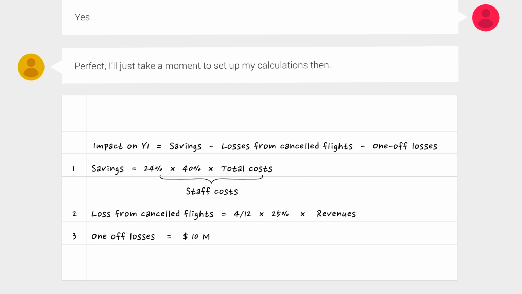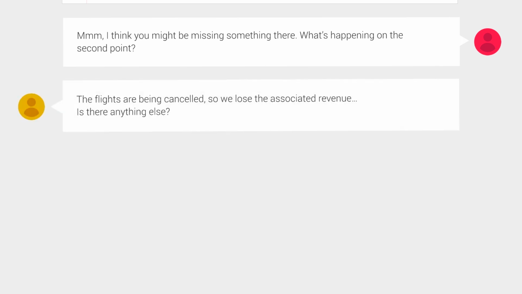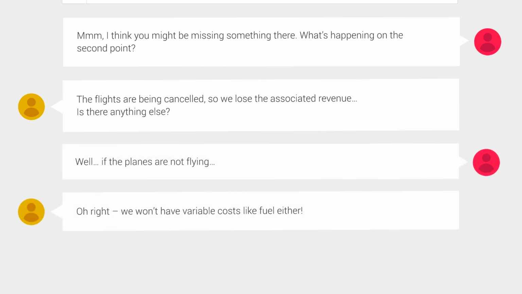However, the interviewer points out there might be a problem. I think you might be missing something there. What's happening on the second point? The candidate tries to figure out the issue. The flights are being canceled, so we lose the associated revenue. Is there anything else? Well, if the planes are not flying... Oh, right. We won't have variable costs like fuel either. Bingo. Very well. Get started.